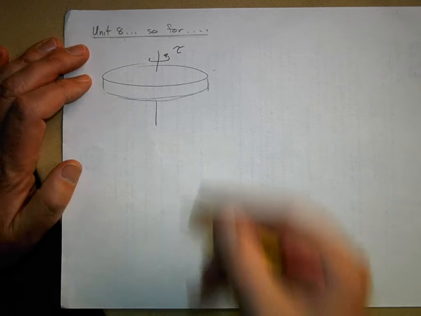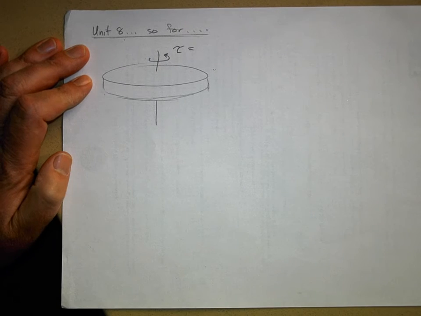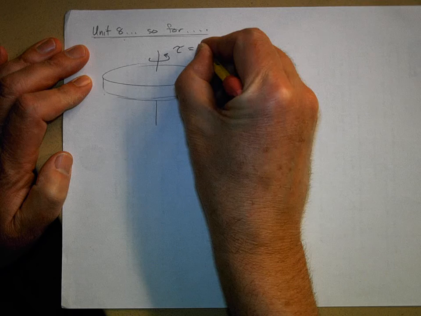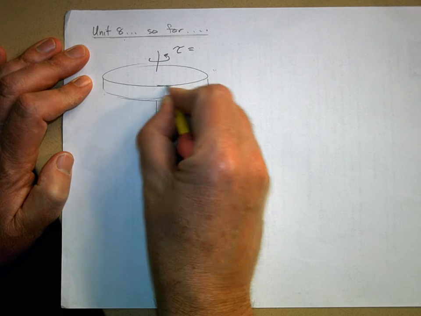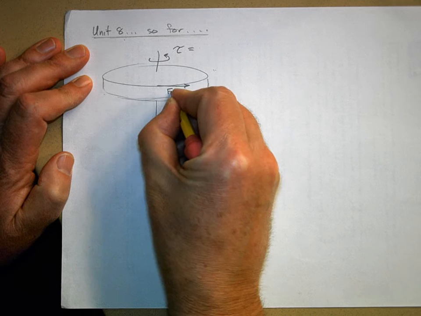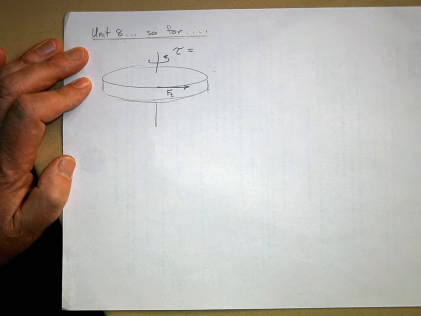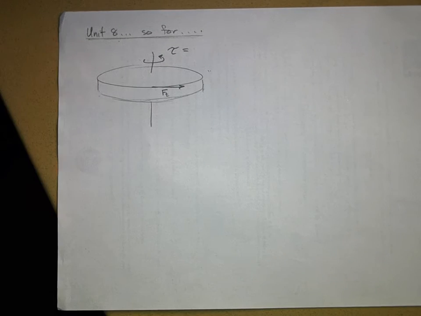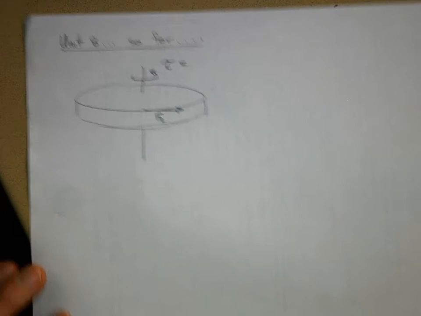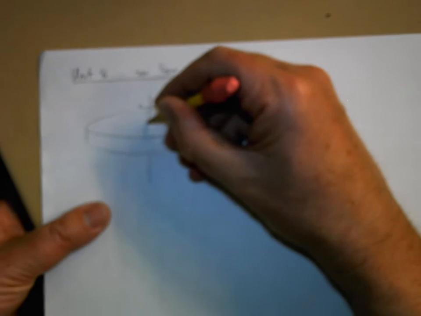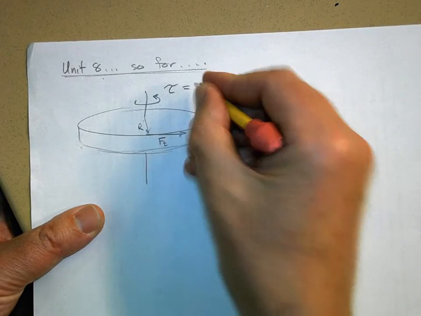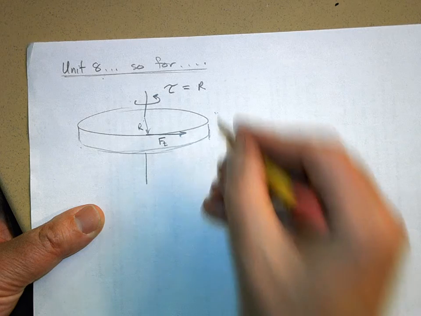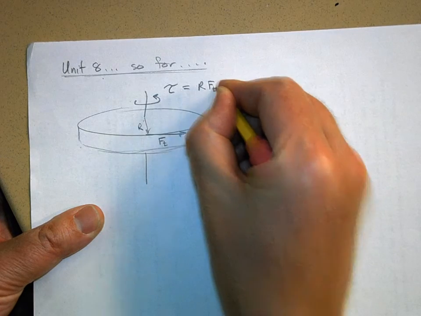Okay. And a torque is equal to, well, let's say I apply a force on the outside like this. It's a tangential force, F sub t, a tangential force, and of course this disk has some radius, r. So in this case, the torque would just be the radius times that tangential force.